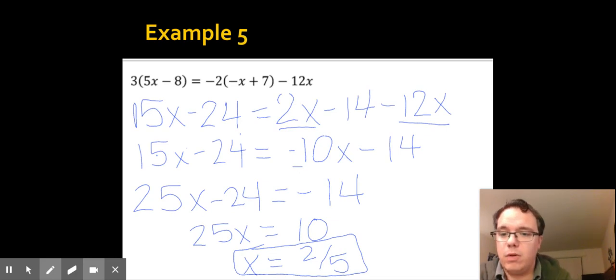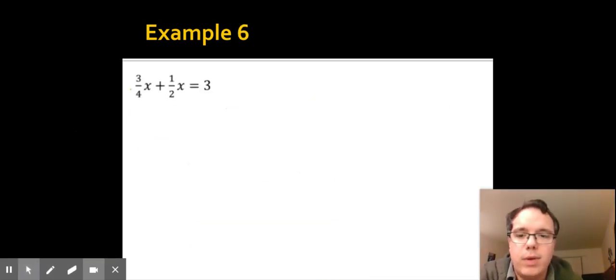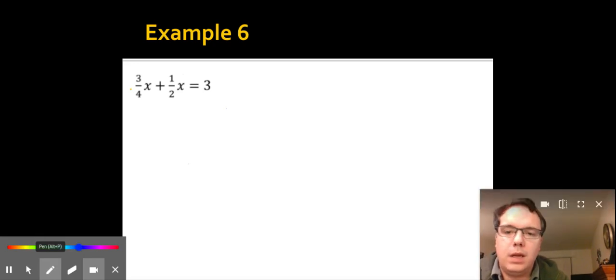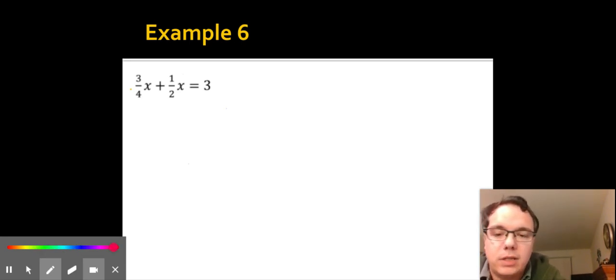All right. One last example. So we're going to do an example where we have to combine like terms with fractions, and then we are done. So first step is simplifying. Well, I have 3/4 x and 1/2 x. Those are like terms, and I'm adding them, but my coefficients are both fractions. And remember, to add fractions, we need like terms. So I'm going to throw in the step of showing where I get my like terms.